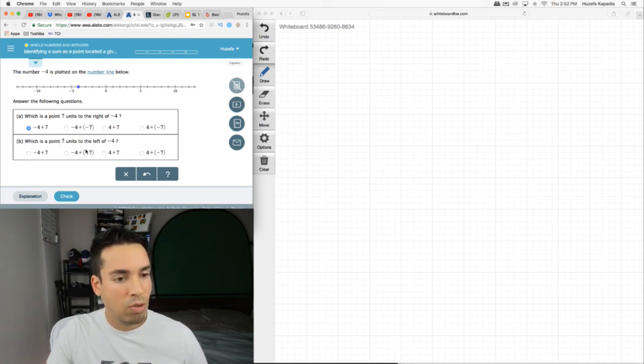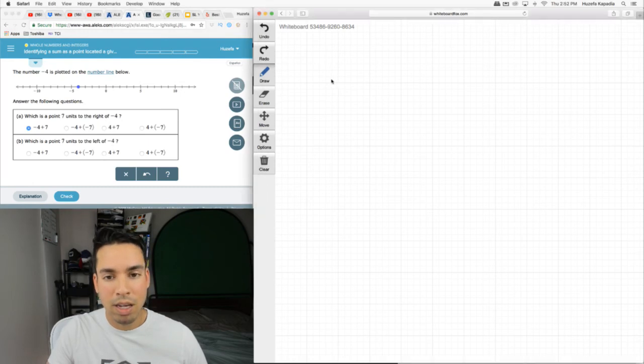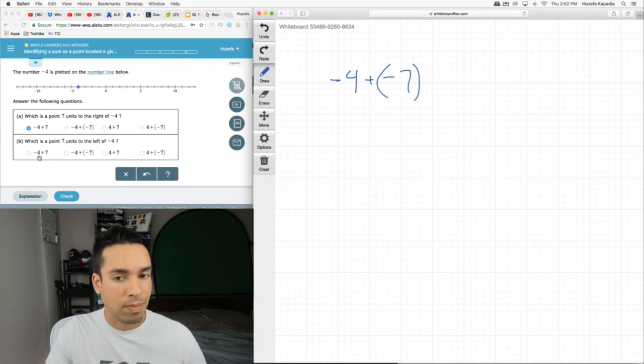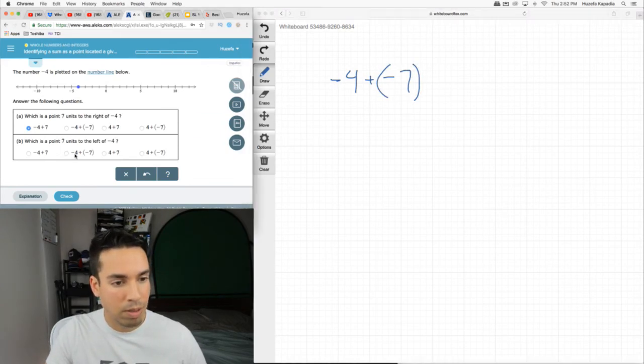Which is a point 7 units to the left of -4? Well, again, if we're going to the left, now we'd add a -7, or we'd subtract 7, same thing. So we start with a -4 plus -7 right there.